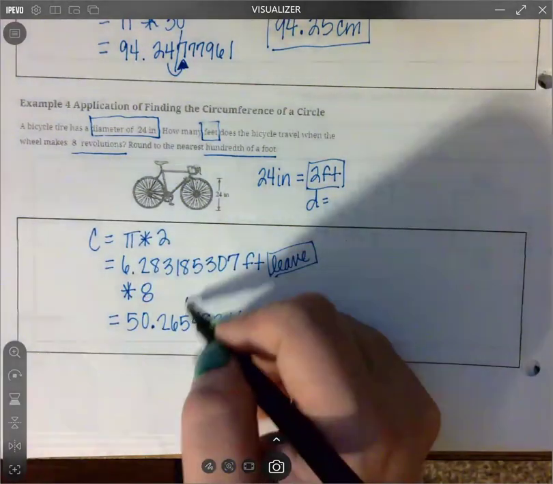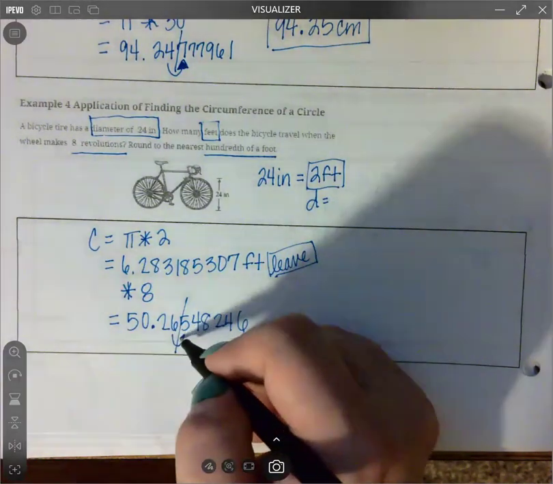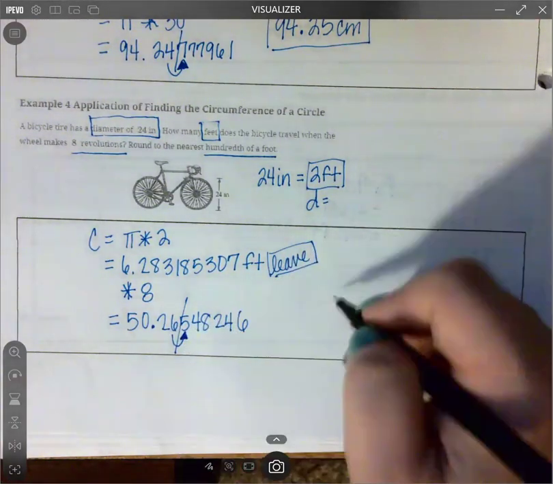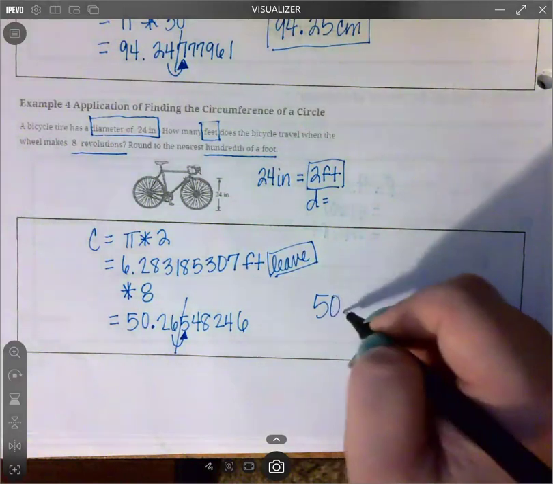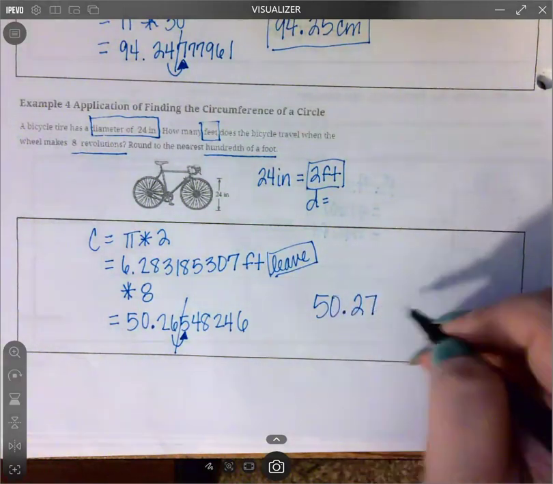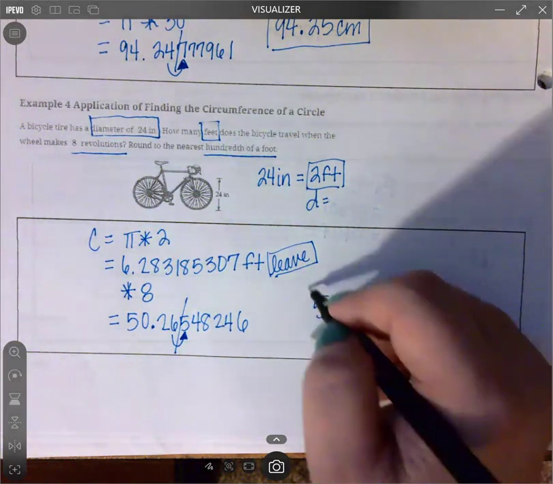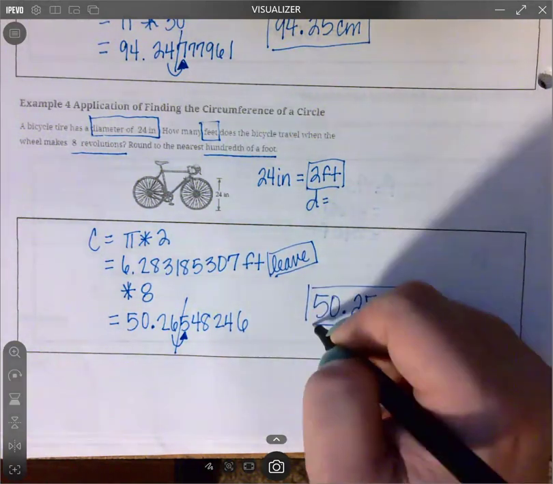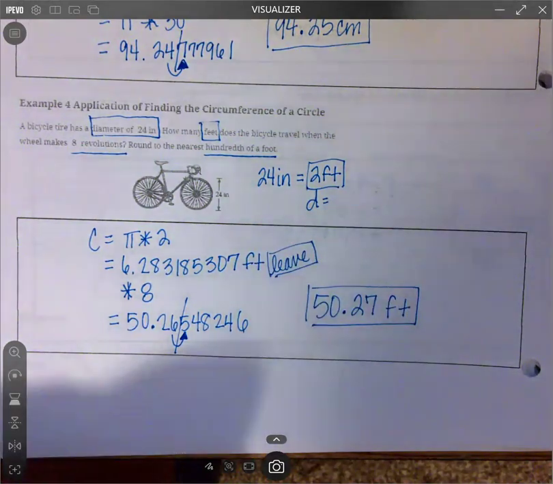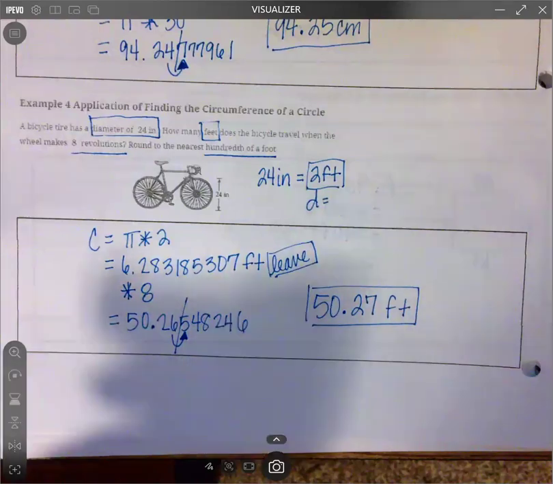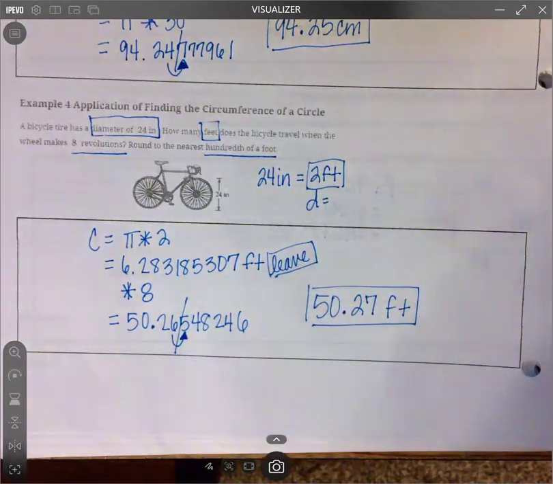All right, so we want 2 decimal places. 5 or higher, we round up. So 50.27 feet. Now, in some cases, rounding at different times might give you the same answer. In other cases, it won't. So again, please do remember the rule of thumb of waiting till the very end to round.